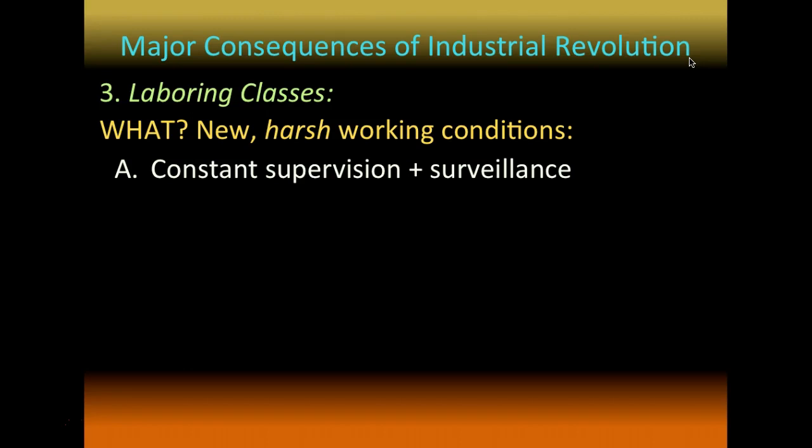Okay, so what was going on in the Industrial Revolution for the working classes, for the laboring classes? Well, new, very harsh working conditions. First of all, constant supervision and surveillance. And this basically means that a manager would be walking around watching over people as they worked. And that could leave a very unsavory feeling for the workers.